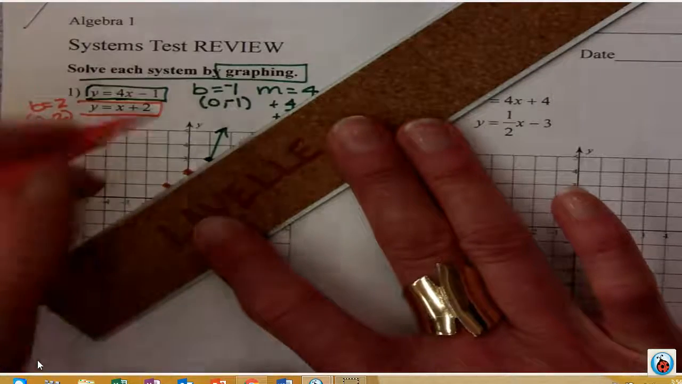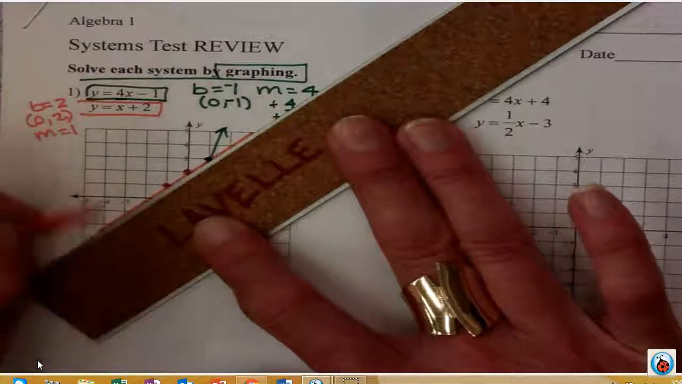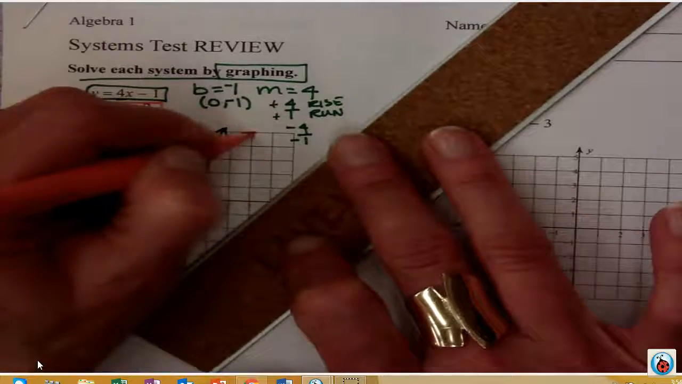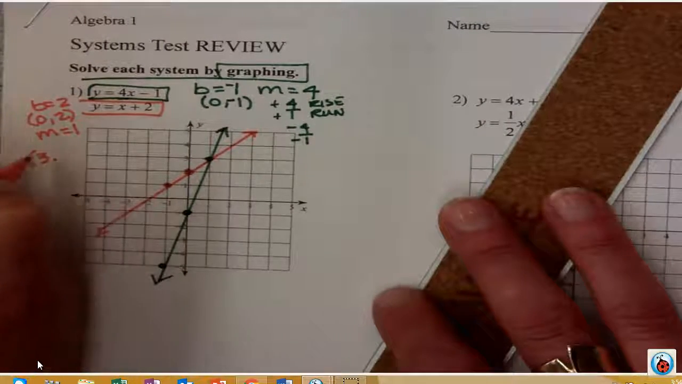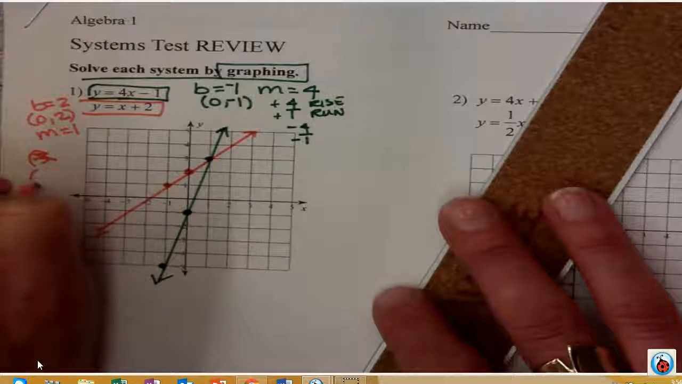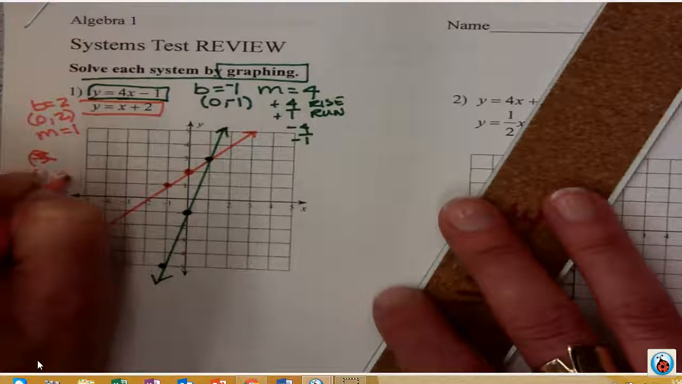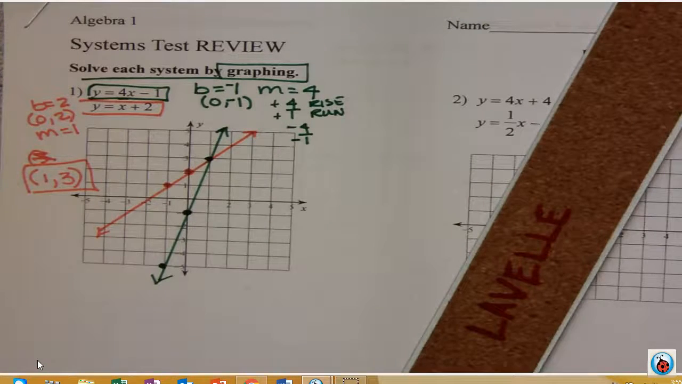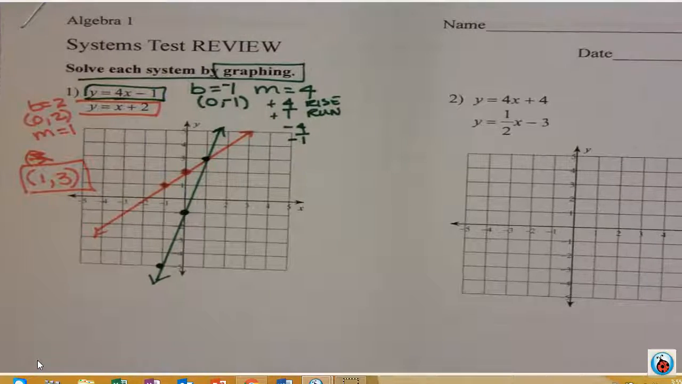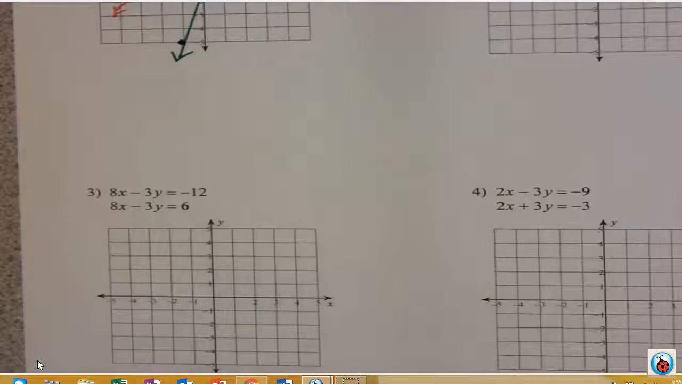I'm going to draw that line, and I see that they intersect at this point right here, which is (1, 3). So that's the solution for number 1. You guys can work number 2. Number 3.